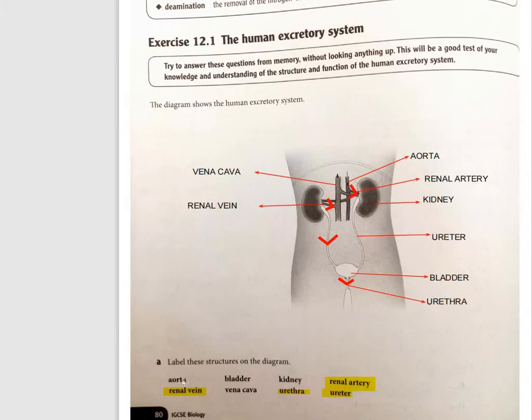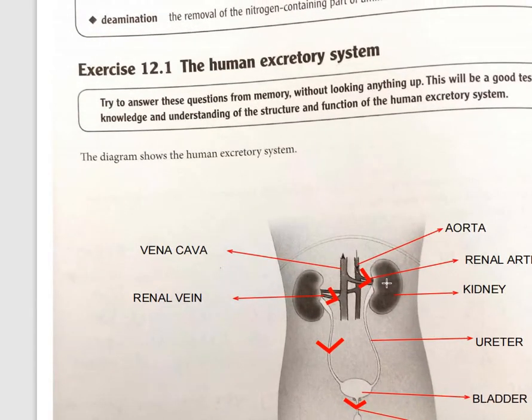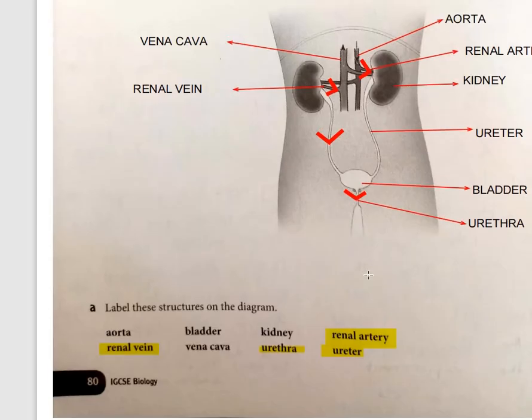The first one is the aorta, which is the largest oxygenated blood vessel in the whole human body that transports oxygen from the heart to the rest of the body. So this is the aorta. As you can see over here, I will zoom in for you guys. This is the aorta, this arrow coming down.